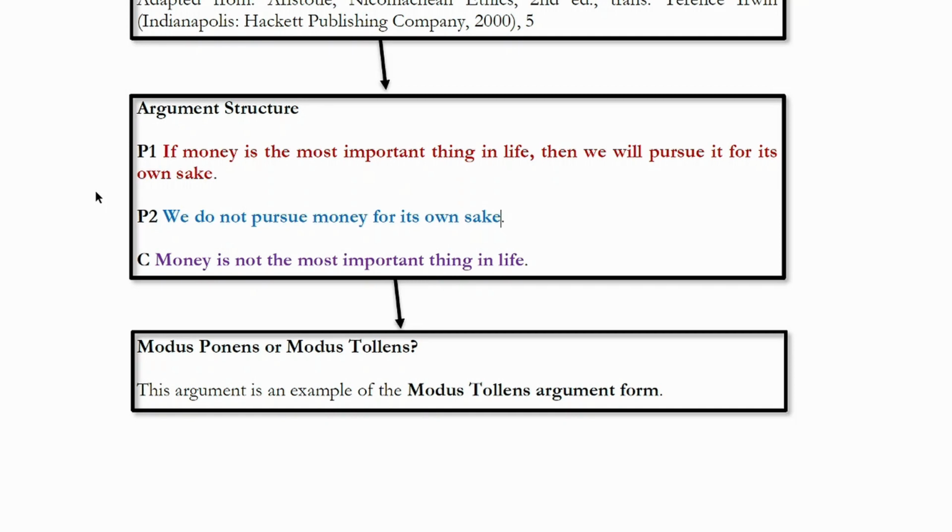Therefore, based on the Modus Tollens argument structure, we can conclude that money is not the most important thing in life. So here, in addition to identifying the structure of the argument, you can also label it as a Modus Tollens argument form. It follows the same form as the other Modus Tollens arguments we looked at previously.